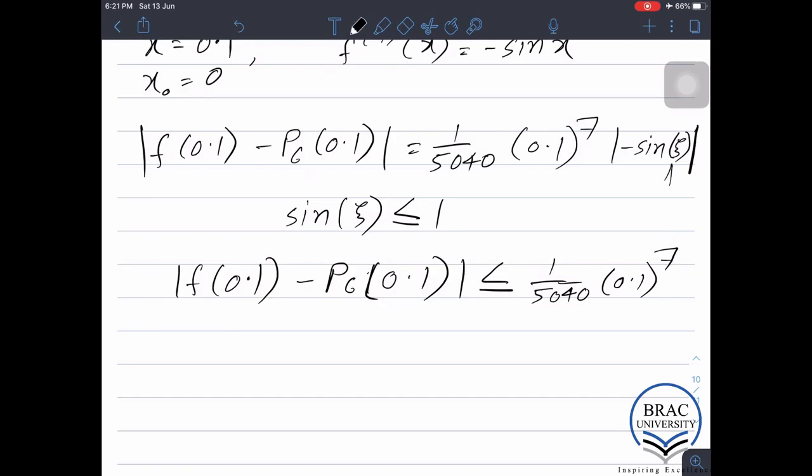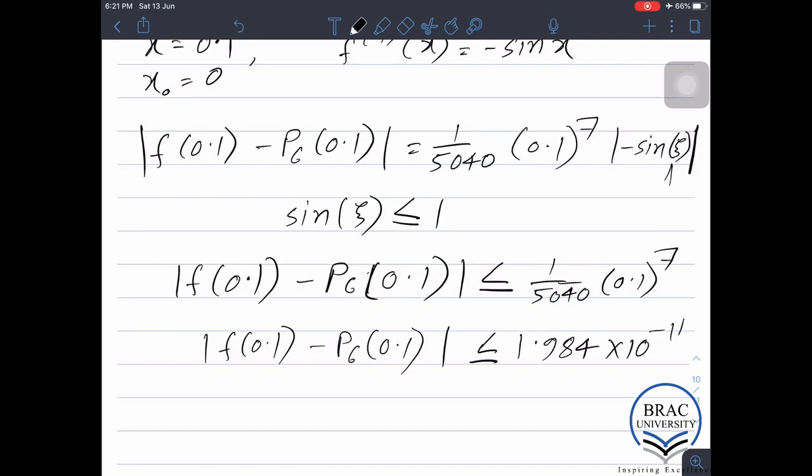So the modulus of f 0.1 minus p6 of 0.1 should be less than or equal to that value. If you plug in the values in a calculator, you will see that it is about 10 to the power minus 11. So up to 11 digits, it will have no errors after the decimal point. All right. So we can really calculate it almost precisely for x equal to 0.1 with the first 3 terms in the Taylor expansion.